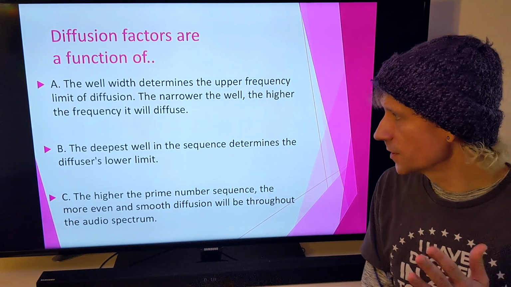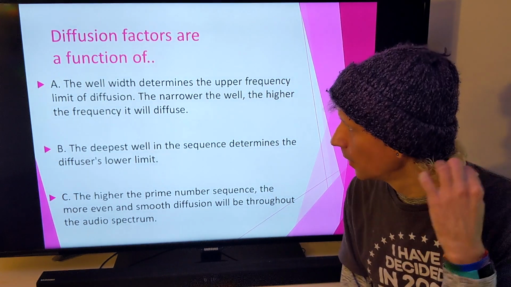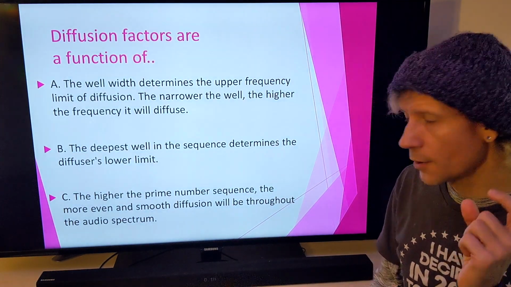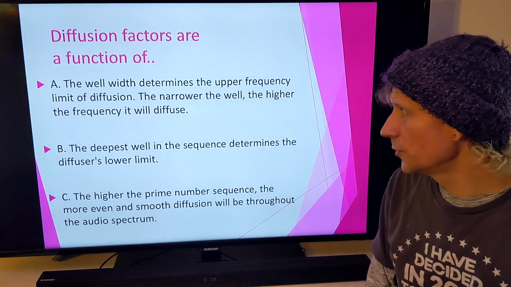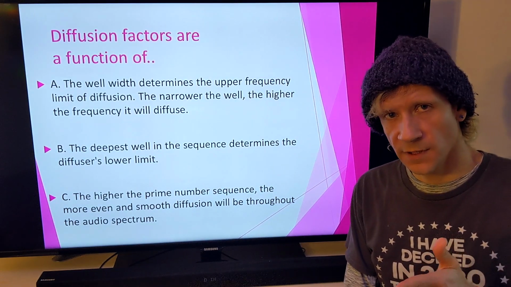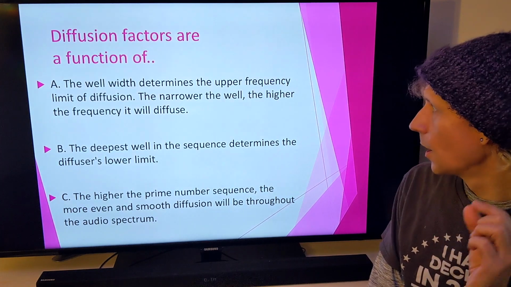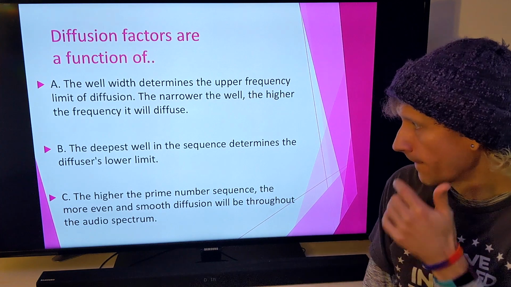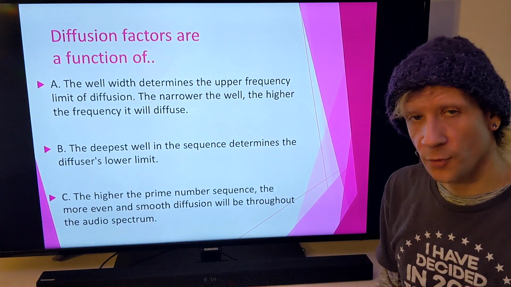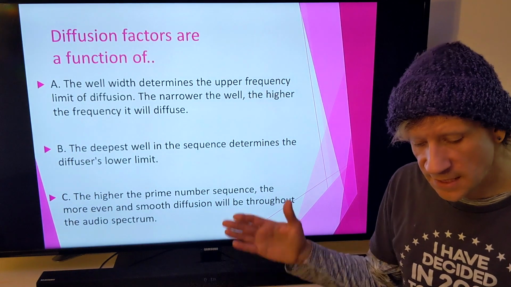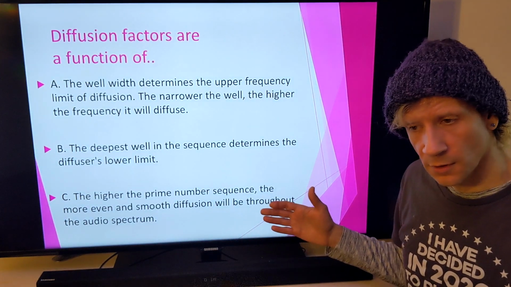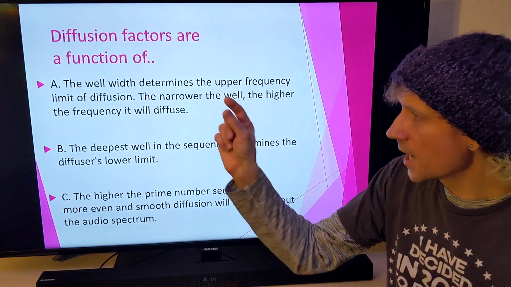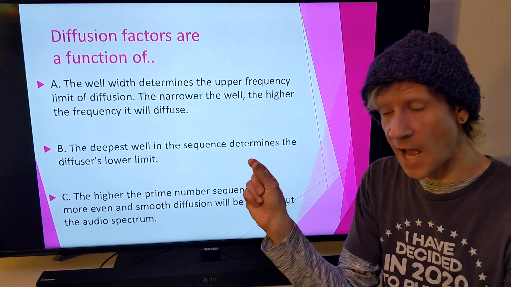The diffusion factors are a function of three main things: A, B, C. A, the well width determines the upper frequency limit of the diffuser. So the narrower the well, the higher frequency it will diffuse. We're going to look more specifically at that in just a second. The well depth, the deepest well in the sequence, determines the lower frequency limit. So the deeper the diffuser is, the more effect it's going to have on lower frequencies. And the narrower those wells are, the more it's going to have an effect on higher frequencies.